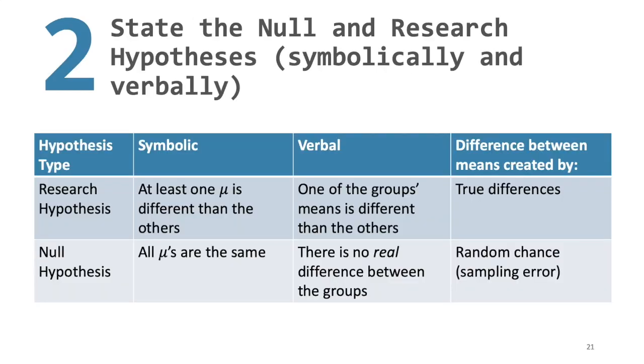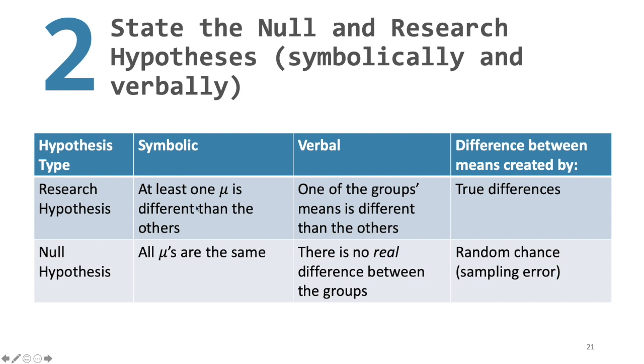Step 2 is stating the null and research hypotheses. And this one is interesting. So with the ANOVA, the null hypothesis is that all the means are the same. So each group has the same mean. Verbally, that means there is no real difference between the groups. So the differences in our sample is just sampling error.